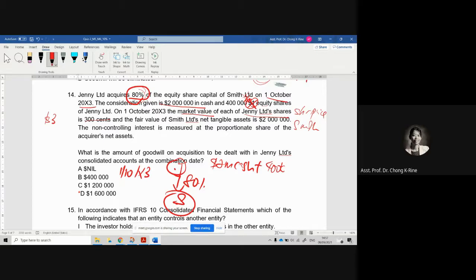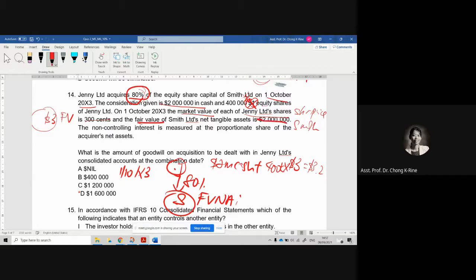So this is the share price and this is the fair value of consideration. Remember the formula: we have to find out the fair value of consideration. If it is cash, it is always fair value, you don't have to bother. So 400,000 shares times $3 is 1.2 million. Then 1.2 million plus 2 million cash is 3.2 million. This is the total consideration at fair value. The fair value of consideration is 3.2 million. Then the next thing we want to find out: how much is the fair value of identifiable assets of the subsidiary? The question said the fair value is 2 million.